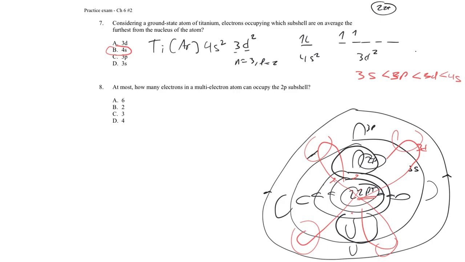Okay, number 8, at most how many electrons in a multi-electron atom can occupy the 2p subshell? I think this is a pretty easy question. So the 2p subshell comprises 3 orbitals. So you'd have the m sub l combination of -1, 0, plus 1 because the n is 2, the l is 1 for that subshell. So that's why we have this range here for 3 orbitals. 2 electrons into each orbital, so we get 2 electrons per orbital, so I can get 6 max electrons into that 2p subshell.